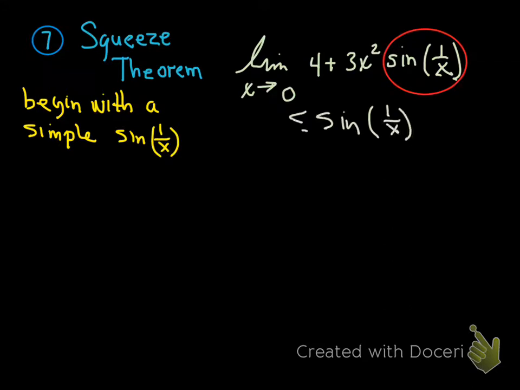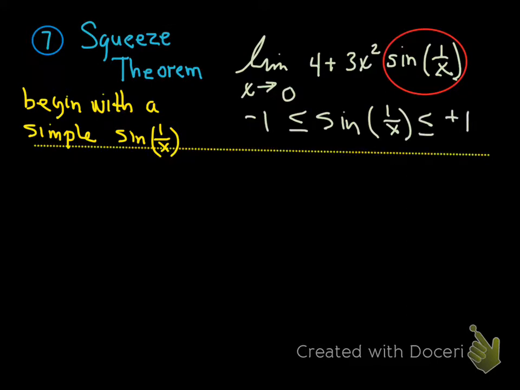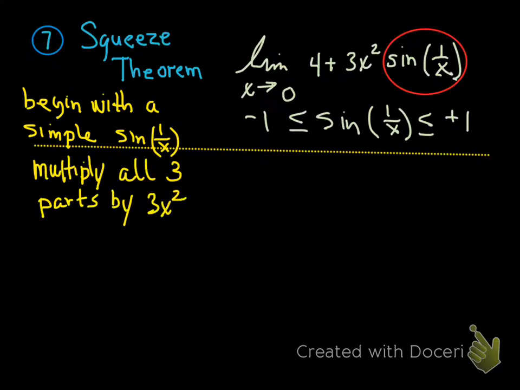The sine of 1 over x is greater than or equal to negative 1, and less than or equal to positive 1. Now I'm going to use algebra steps and build upon that function. I'm going to apply these algebra steps to all 3 parts: the left, the middle, and the right. Take a look. The next step is to multiply all 3 parts by 3x squared.